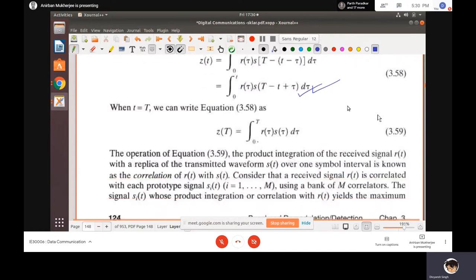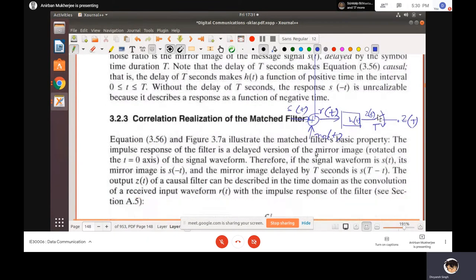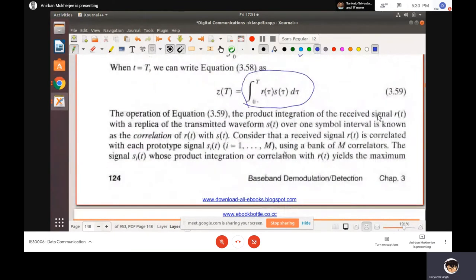Now this operation is basically what you are doing: correlating r(tau) with s(tau). This is the correlation structure. Now I have my received signal r(t), which is s(t) plus w(t). When I have some M-ary kind of communication, let me say 4-ary, with 00, 01, 10, 11, you are sending 00 as one symbol, 01 another symbol, 10 another symbol, 11 another symbol. So I have s1(t), s2(t), s3(t), s4(t), four different symbols.